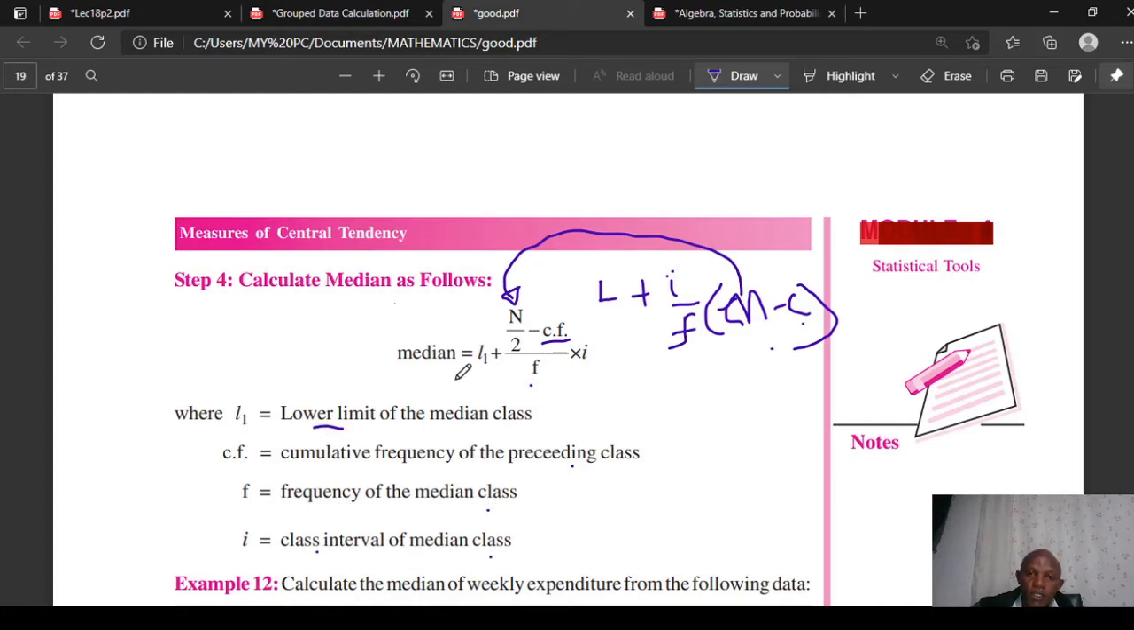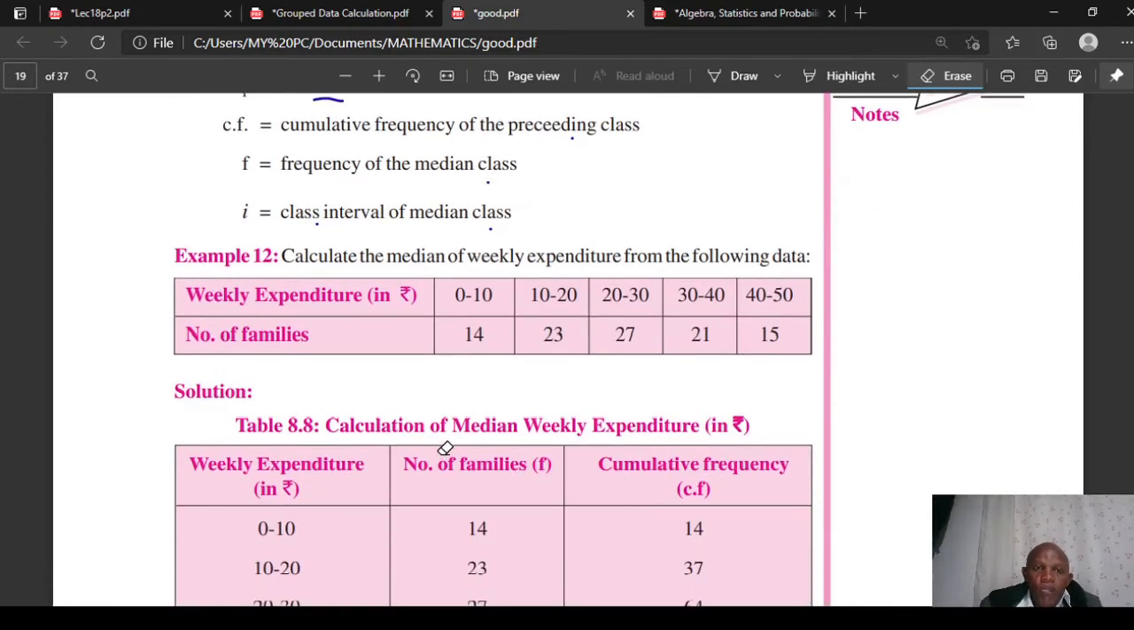So this formula and this formula is basically one and the same, and in many cases that's what we use. Whichever method you decide to use, it is upon your discretion to see which method is the best. So now we want to look at an application.